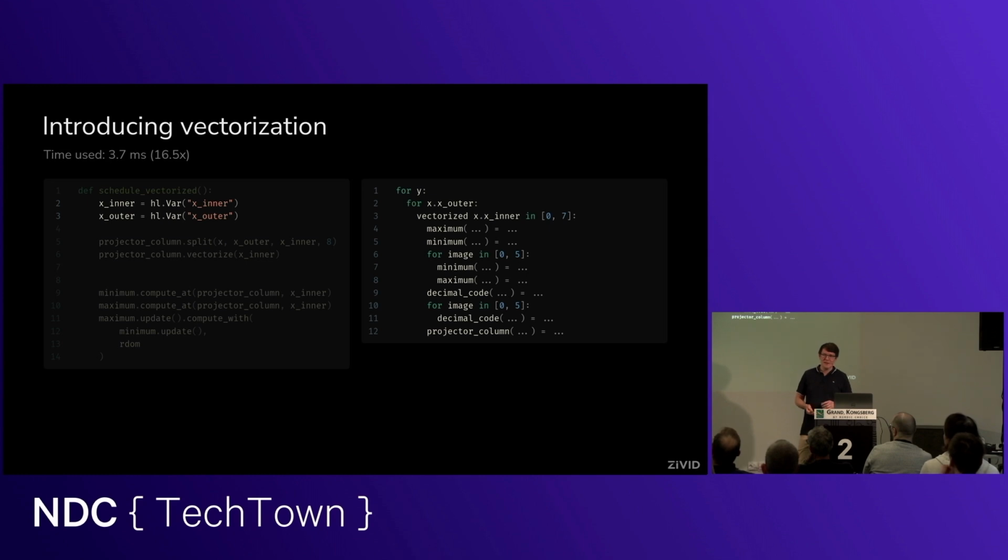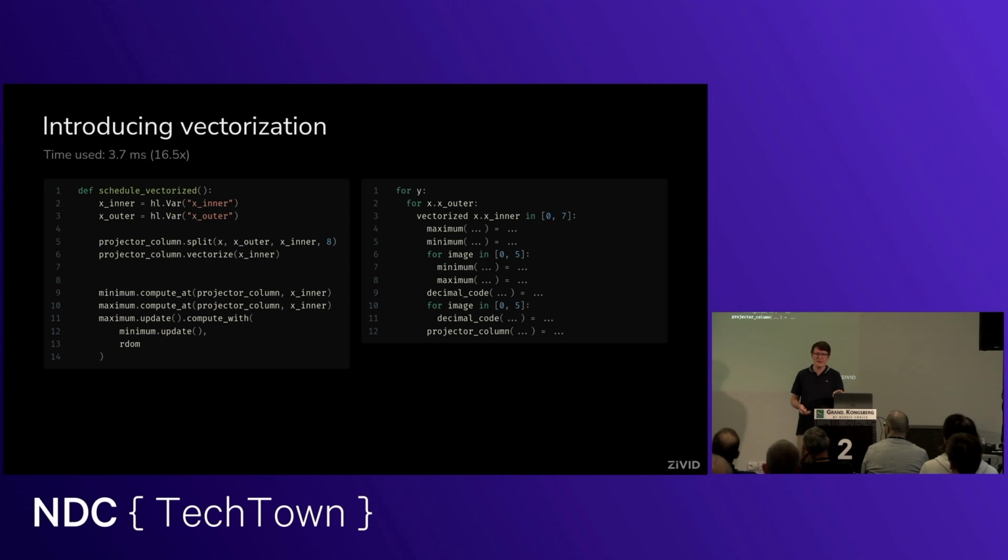And we do that by splitting the loop over X into a loop over X outer, like chunks of X values, and then an inner X inside those chunks. So we define those vars. We then tell Halide to split X, and then it's as easy as just saying vectorize over the X inner. And I'm doing this on the projector column func because I have already told the other funcs to be computed at this func.